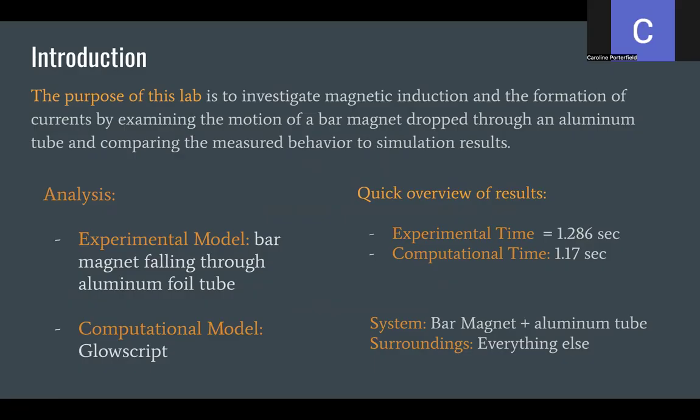A quick overview of results is that the experimental time was equal to 1.286 seconds and the computational time was calculated to be 1.17 seconds. The system was the bar magnet and the aluminum tube, and the surroundings was everything else. The analysis was done using a computational model called GlowScript, and the experimental model was a bar magnet falling through an aluminum foil tube. We then compared observed versus predicted times.